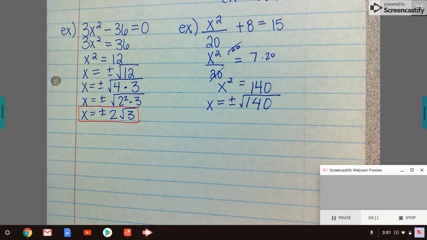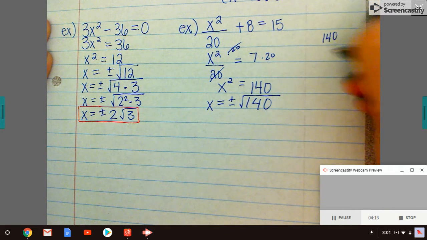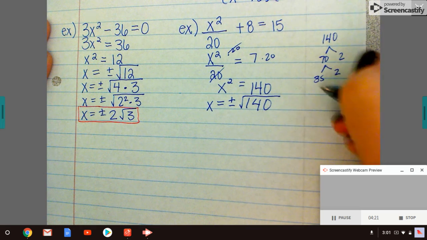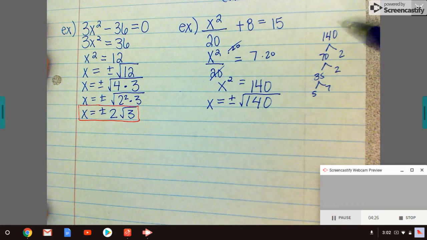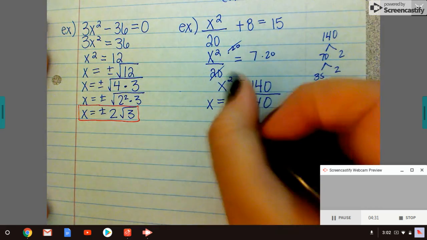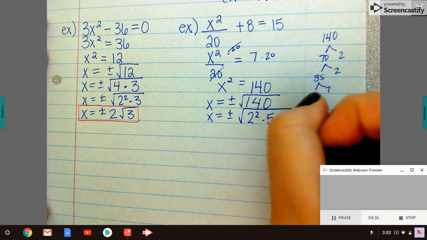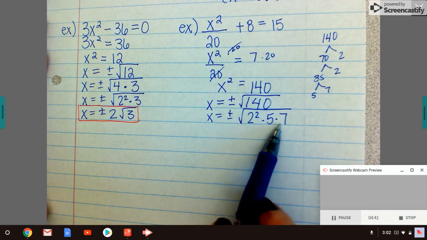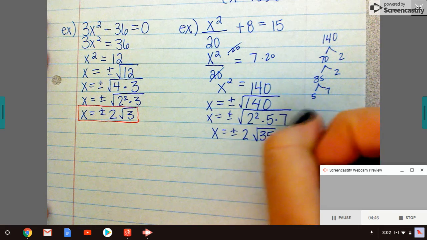So let's try to find the prime factorization of 140. Sometimes it's nice to do this off to the side, by the way. I've got 70 times 2, and that's 35 times 2, and that's 5 times 7. I know I'm done when I'm left with all prime numbers, and you can get to this in several different ways. So this looks like 2 squared times 5 times 7. I can pull out a 2, and then on the inside I'll have 35. So x equals plus or minus 2 root 35.